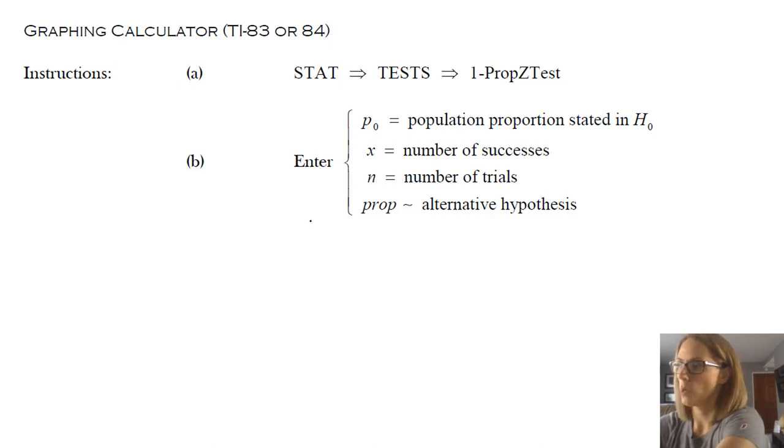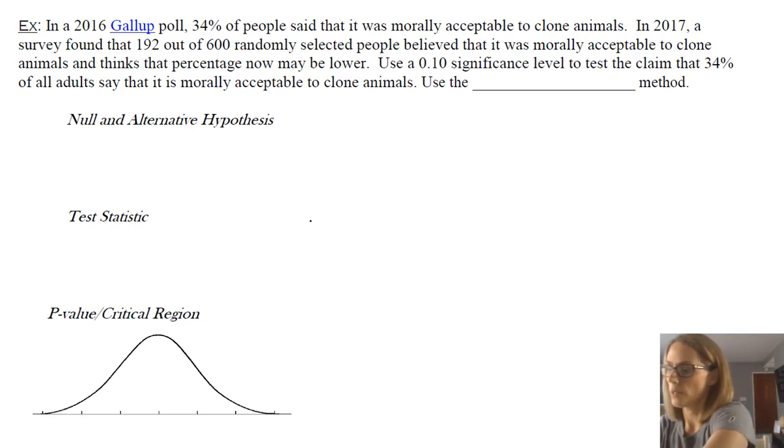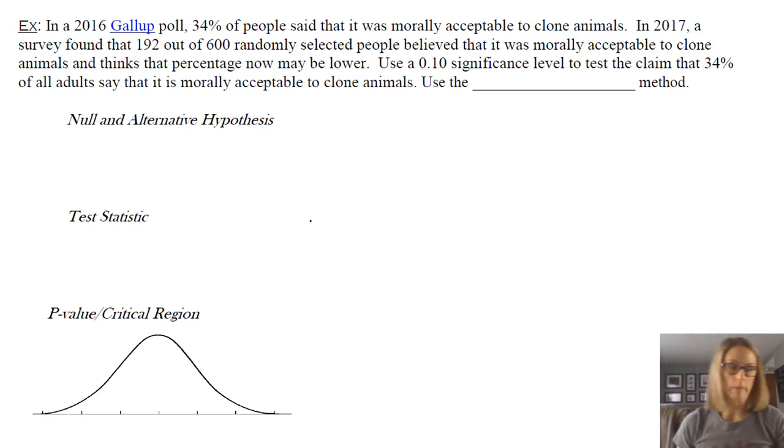And then we now have one more. So last one. All right, so we're back to 2016. A lot apparently happened in that year. 34% of people said that it was morally acceptable to clone animals. So in 2017, a survey found that 192 out of 600 randomly selected people believed it was morally acceptable to clone animals. And so now they think the percentage may be lower than it was in 2016. Use a 0.10 significance level to test the claim that 34% of adults say that it is morally acceptable to clone animals. Use, as always, the p-value method.